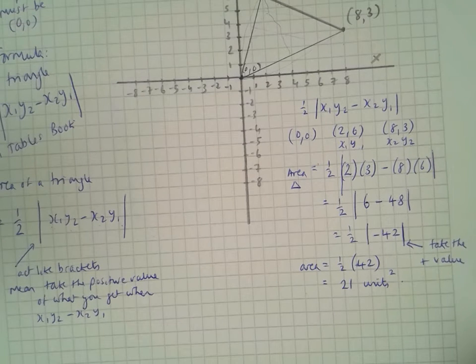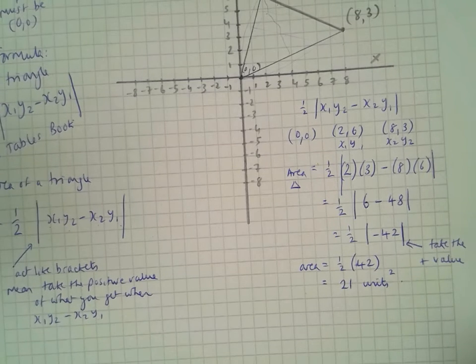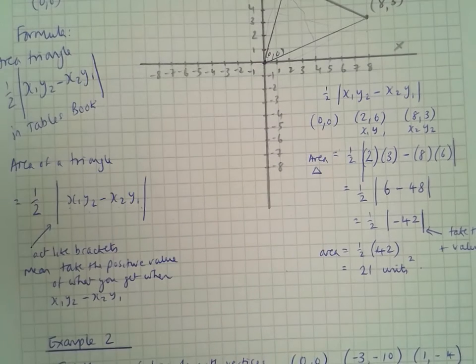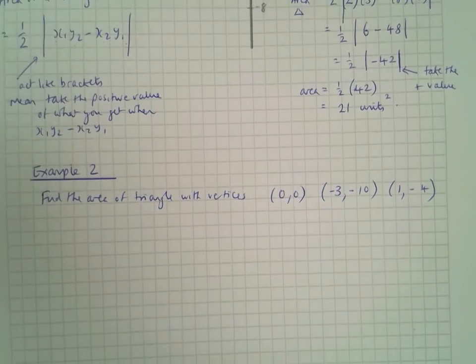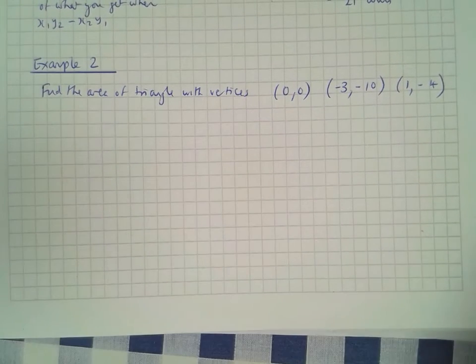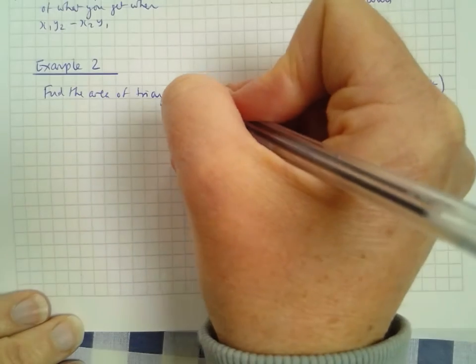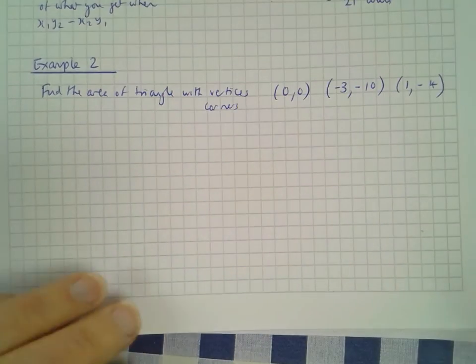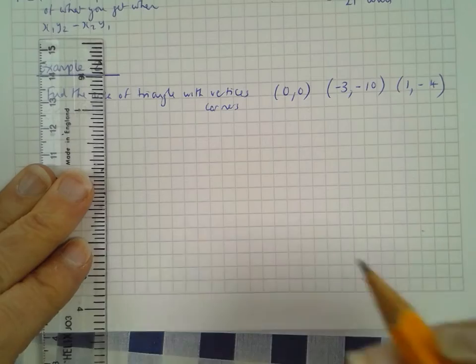Okay, watch that again if you need to, and see if it makes sense to you. Okay, let's look at a second example. This one says, find the area of the triangle with vertices or corners. Remember, vertices means corners. 0, 0, minus 3, minus 10, and 1, minus 4.